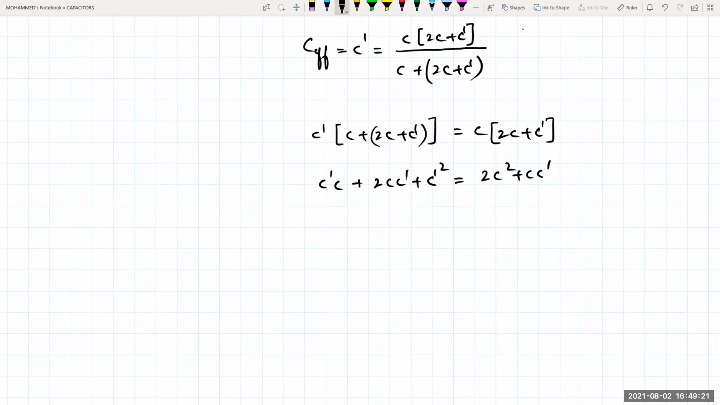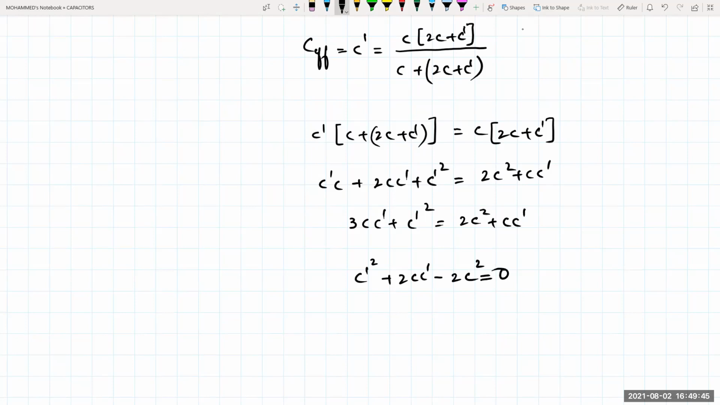So this one is C' plus 2C C', which means this will become 3C C' plus C' square is equal to 2C square plus C' square. Isn't it? So this will become C' square plus 2C C', because 3CC' minus 2CC', and 2C square minus... this will become 2C square is equal to 0.